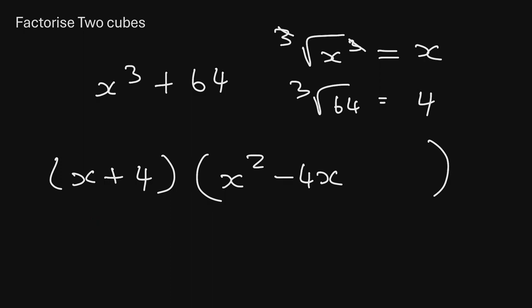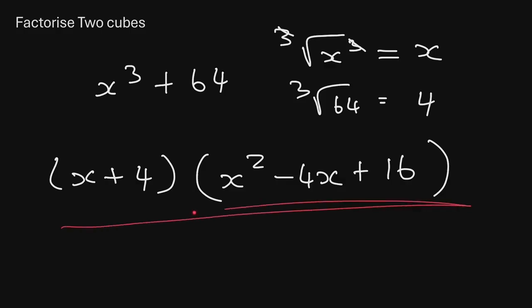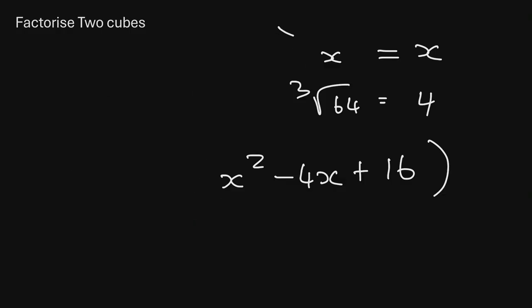And then lastly, you just square the last term. So the last term is 4. So 4 squared is going to give you 16. And therefore, that is how you factorize that problem. So now let us look at the last question. Let's say, for example, we have 27 minus m cubed.